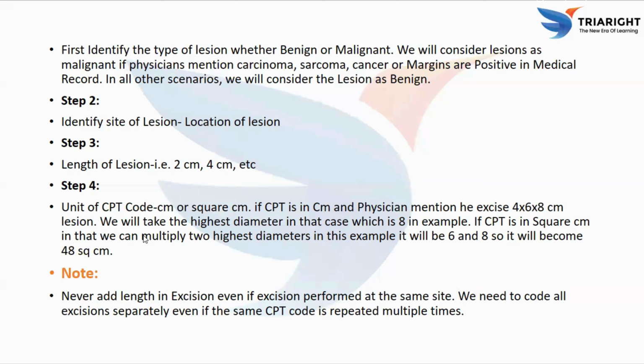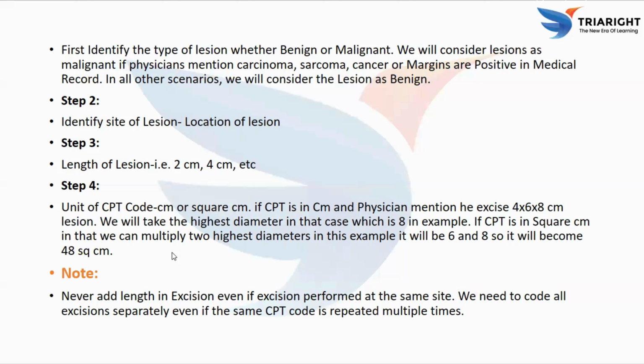And what is step 4? This step avoids common exam mistakes. If the CPT code is based upon centimeters, take the largest single diameter. For example, if the lesion size is 4 x 6 x 8 centimeters, take the largest number only and choose 8 centimeters. If square centimeters are required, multiply the two largest dimensions. For example, lesion size 4 x 6 x 8: multiply 6 x 8 to convert centimeters into square centimeters. So 6 x 8 is 48 square centimeters.